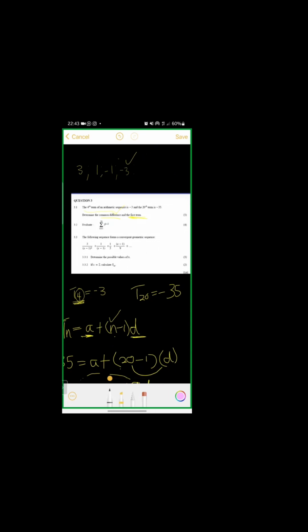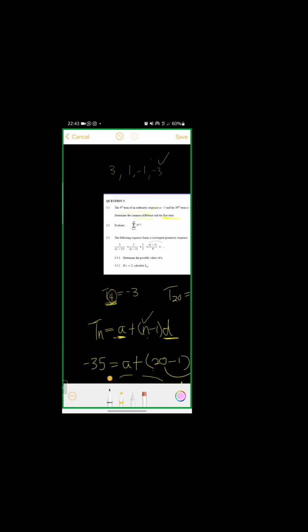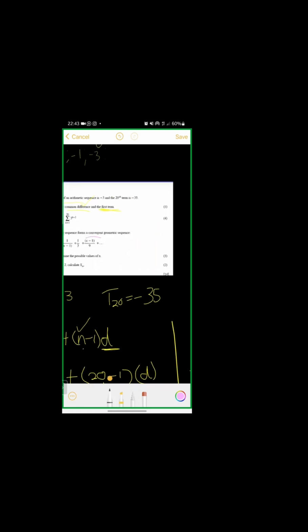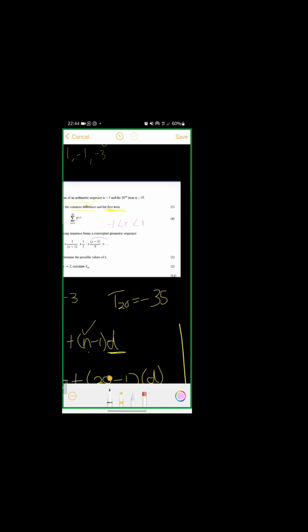They say the following sequence forms a convergent geometric sequence. Convergent. So guys, can somebody please tell us about the properties of a convergent geometric sequence? There are some properties that it has, specifically with the ratio. The ratio should be between -1 and 1, so negative 1 is less than r, which is less than 1. Exactly right. So this is the property.